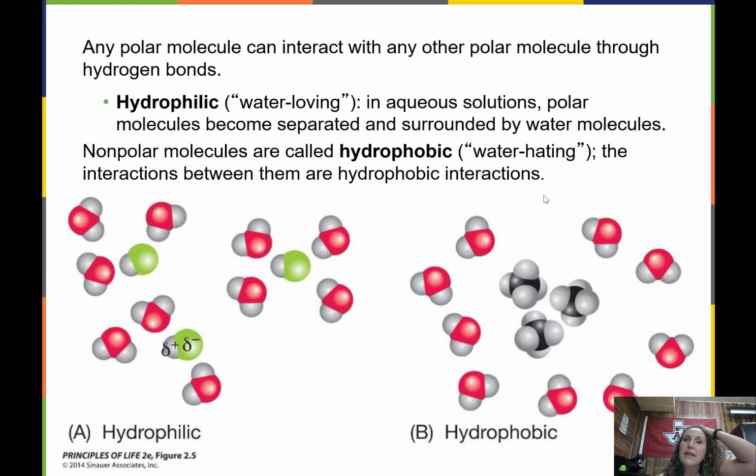Any polar molecule can interact with any other polar molecule through hydrogen bonds. If it is a polar molecule or breaks up in water, we call it hydrophilic, which is hydro means water, philic means love, or hydrophobic. Hydro means water, phobic means hating. Okay, so like oil would be hydrophobic, salt would be hydrophilic.